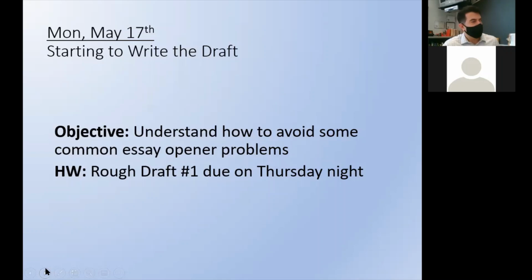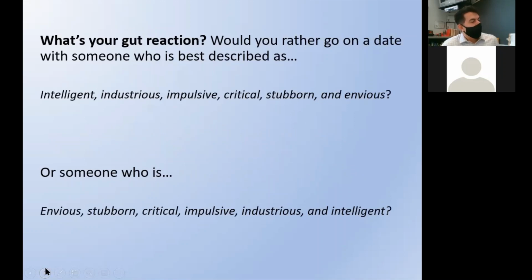So here's the question. What kind of person would you rather go on a date with? Person A, who can be described with these words, or person B, who's best described with these words? You say B? Interesting. I'd say the first one. It's interesting how people say the second one.